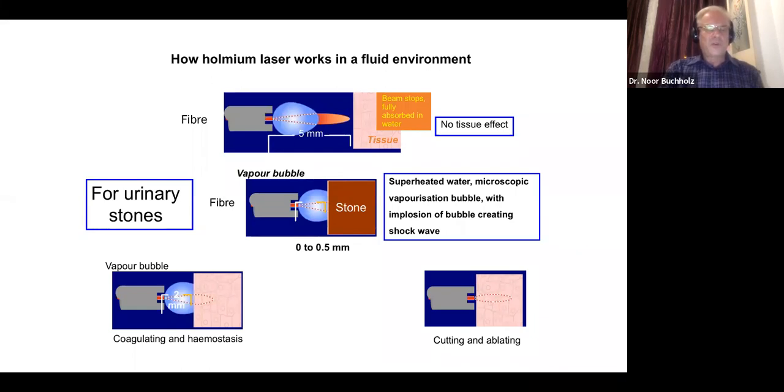Now, if you want to have some effect in the soft tissue deeper than these 5 millimeters, you have to go a bit closer, as you see at the bottom on the left, to coagulate and stop the bleeding. If you want to use the holmium laser for cutting, then you have to have contact with the soft tissue.